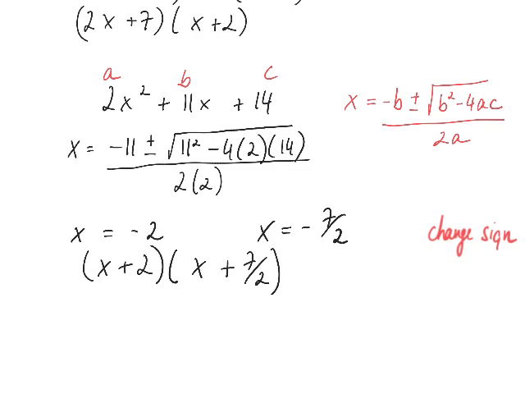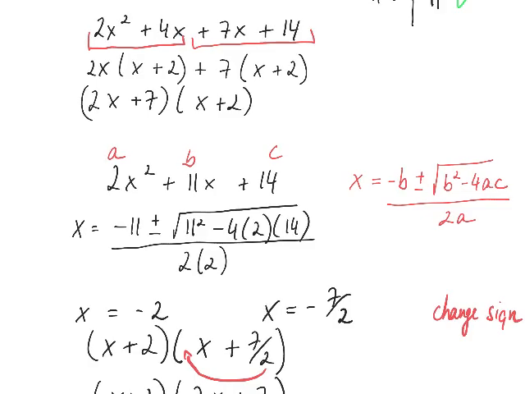The other thing we have to do: we don't like fractions in the brackets, so we need to bring that 2 in front of the x. So in the end we have (x plus 2) times (2x plus 7), and this is exactly what we had up here.